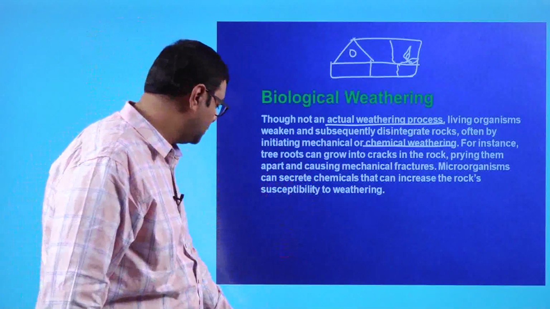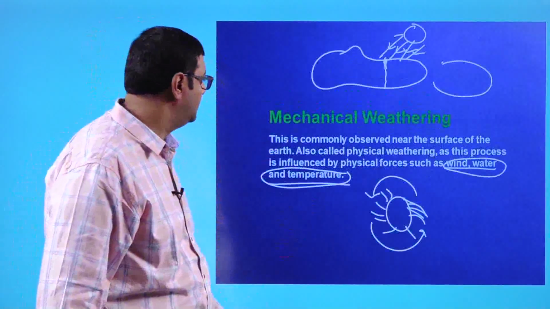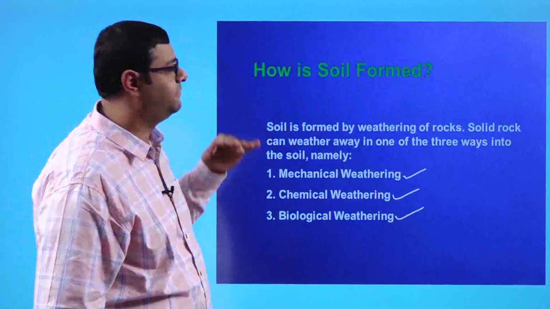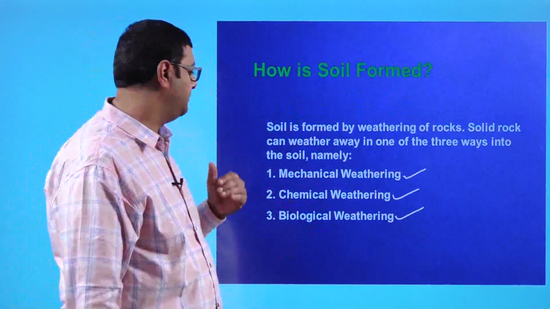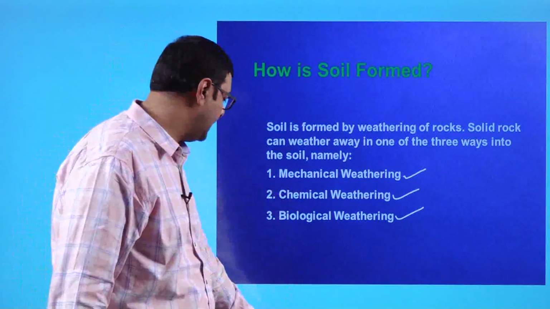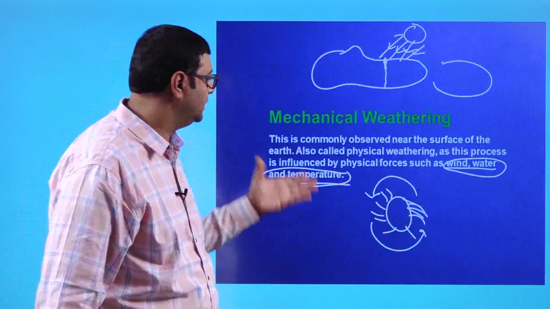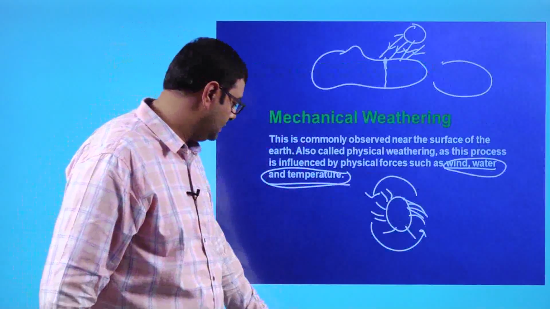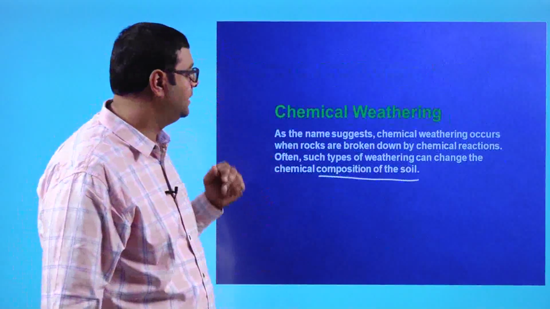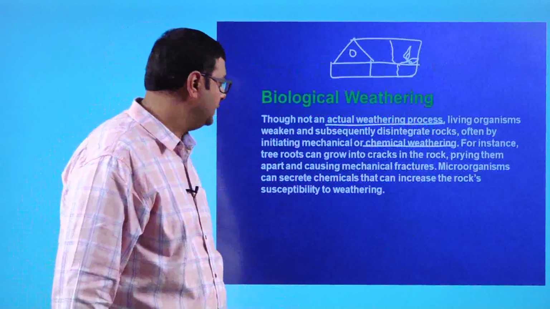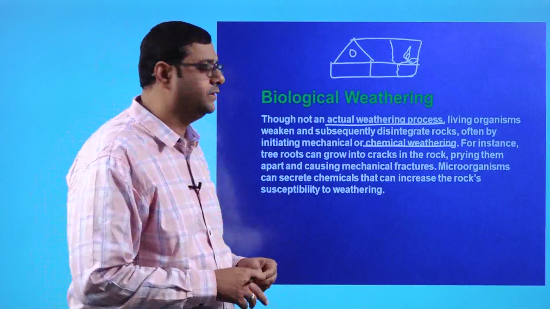So we have seen three types of how soil is formed: mechanical weathering, chemical weathering, and biological weathering. This is mechanical weathering, then you have the chemical weathering here, and then you have the biological weathering here.